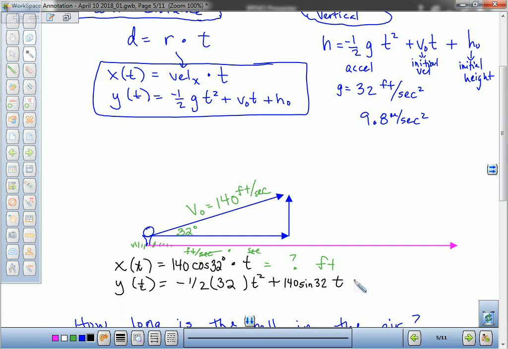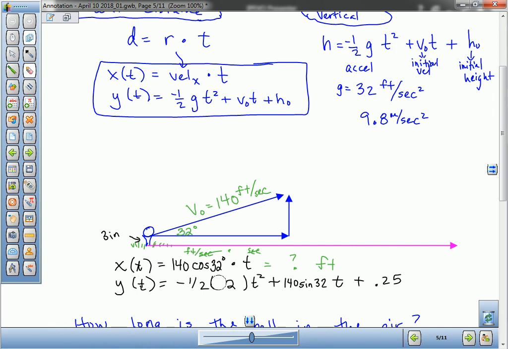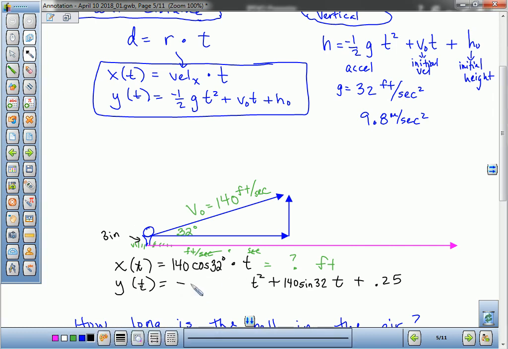And then our initial height, careful. Watch out with the height. The tee is 3 inches. So the initial height of the ball off the ground is 0.25 feet. Alright, so we could actually take this little part right here and just turn it to -16, right?